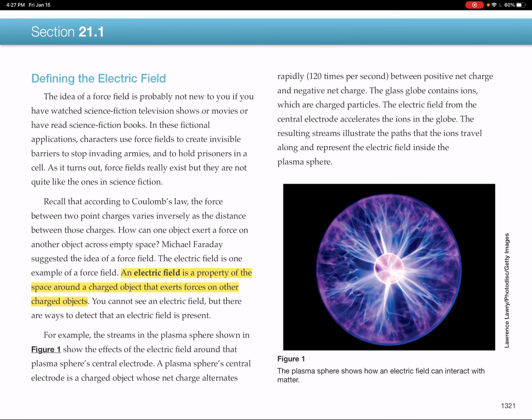So electric field is a property of the space around a charged object. The fact that this charged object will introduce forces on another charge is the way that you're able to measure the effect of an electric field. In figure 1, we see something called a plasma globe. This is an object that has charged particles inside of it. There's an electric field from the charge in the center of the sphere. The forces from that charge will push the charged particles in the plasma out toward the side of the globe, thus creating an effect where we're able to see the effects of the electric field.